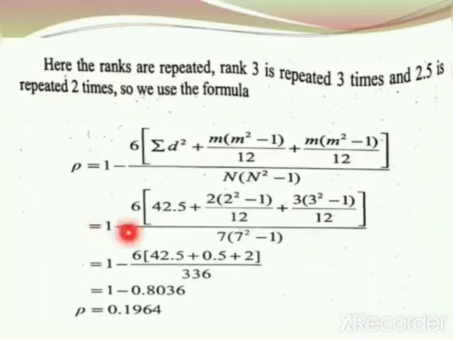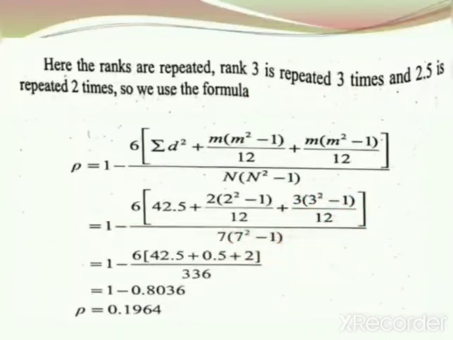So 1 minus 6 of summation D square, whose value is 42.5, plus m. As I already told you, if a rank is repeated, how many times it is repeated is your m value. Your rank 3 is repeated 3 times and 2.5 is repeated 2 times. So we are taking that value 2 times and 3 times. So m is 2 of 2 square minus 1 divided by 12, plus again your rank 3 is repeated 3 times, so you have to write 3 of 3 square minus 1 divided by 12. The whole thing divided by n, which is 7 since 7 data points are given, so 7 of 7 square minus 1.